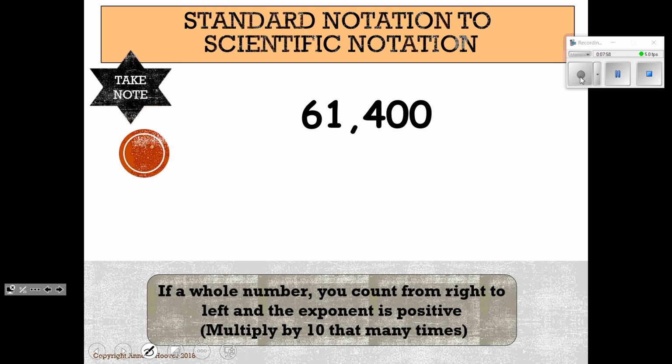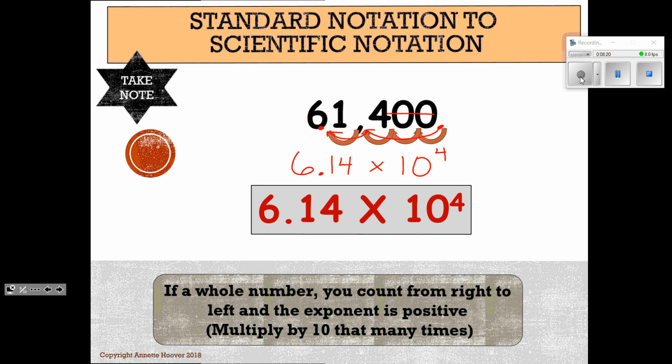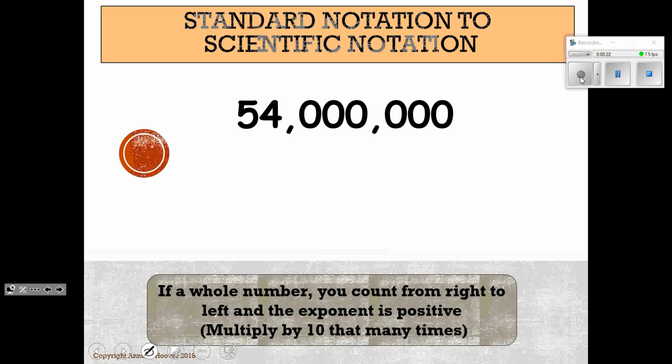Okay, here again, the decimal is invisible at the end. I want to move it between the 6 and the 1 so that my number will read 6 and 14 hundredths. I'm going to multiply it times a power of 10. How many? 3, 4 places. There's your 4 places. There it is in scientific notation.